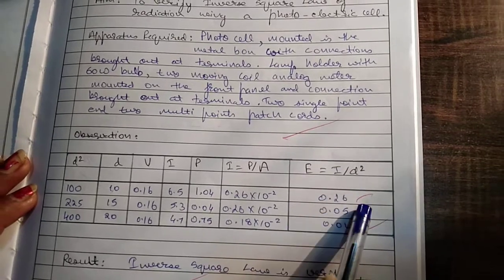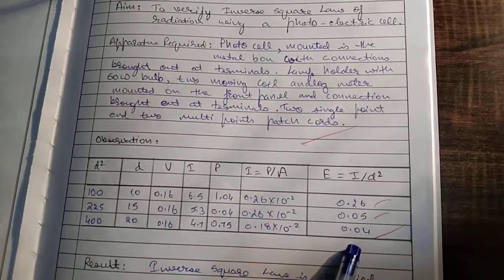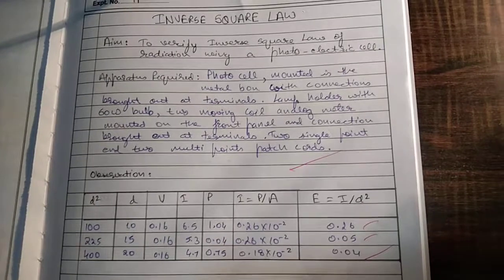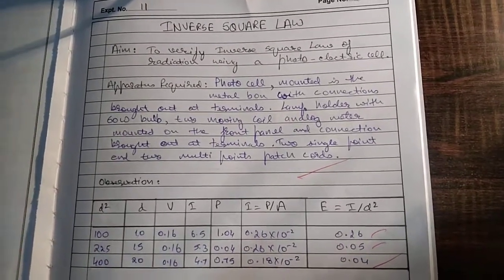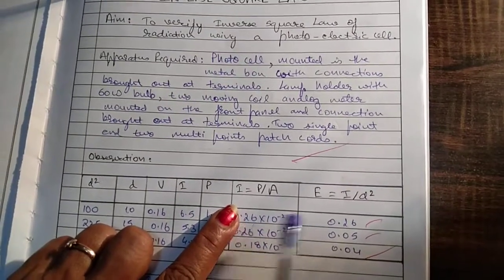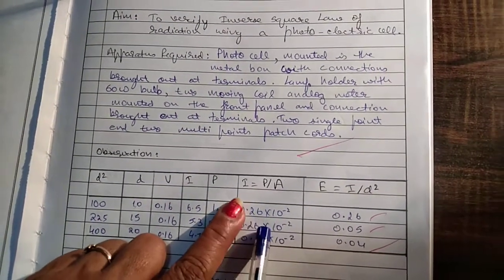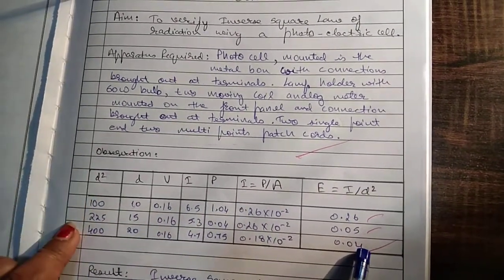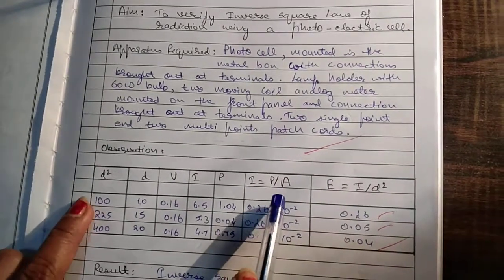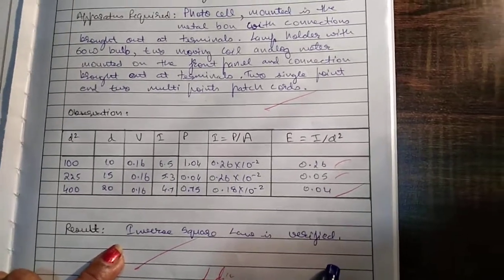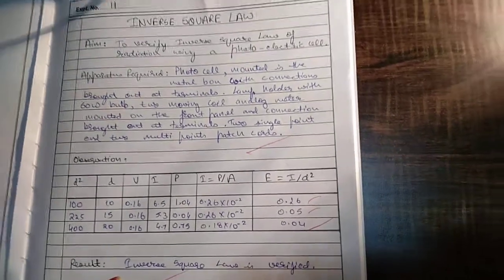Clear? Now whatever value of I by D square we will get, we can use it to plot the graph also. I told you that the theta has been reformed into this table: I, and then 1 by D square. That is, you will take D square, and the reciprocal of that you will take. So you will plot the graph between I and 1 by D square. That will verify the inverse square law. So this was all about the inverse square law practical. Thank you.